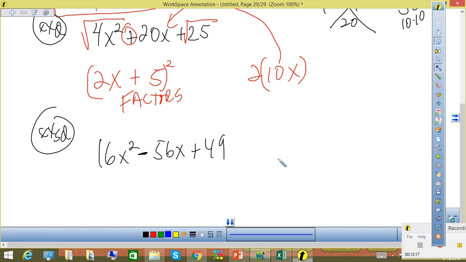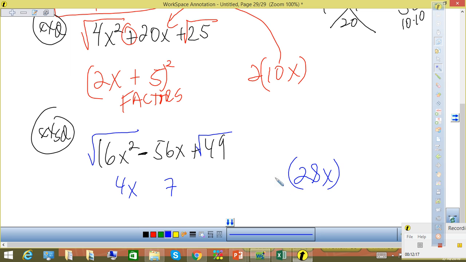Very similar to the ones we did, but this one is a little bit different. It's like a slider, I guess. Let's see. Square root of the first. Square root of the last, 7. 4x times 7, that's 28x. Double that, is that 56x? Yes, but this one has a negative, and those are my factors.